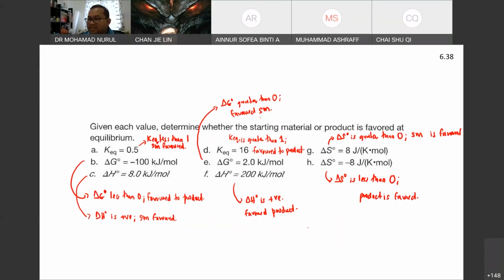Okay, who wants to comment? Doctor, may I know why delta H is positive for favoring the product for the F? I just wrote it to see whether you are alert and whether you do it. Okay, this one is for starting material. How about this? Is this right? Yes. This one is product. This one is starting material.